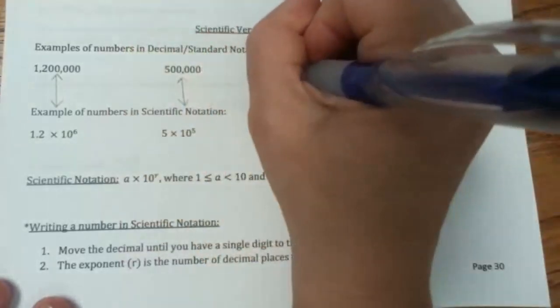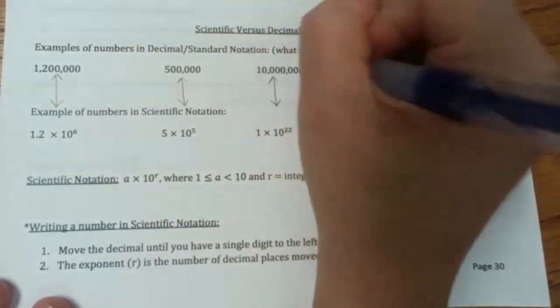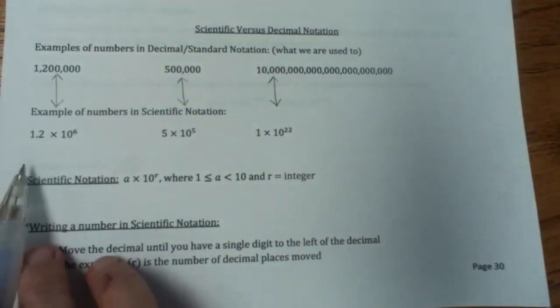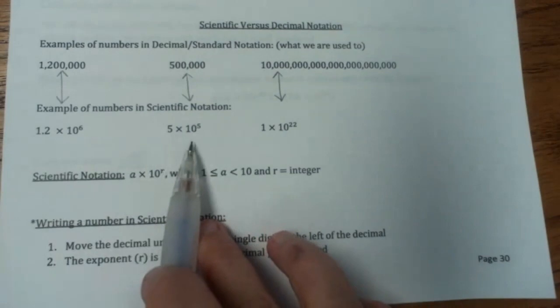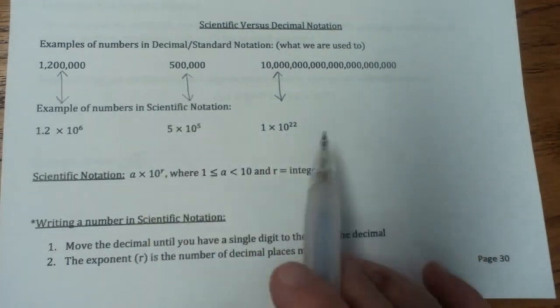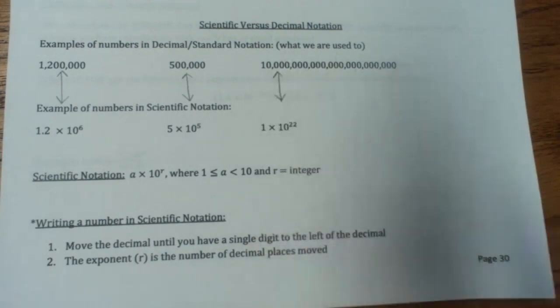So this is the same number in scientific notation and then the same number in decimal notation or standard notation. Same numbers: 1.2 times 10 to the 6th, 5 times 10 to the 5th, or 1 times 10 to the 22nd power. Knowing me, I would have messed up and miscounted all those zeros or something.